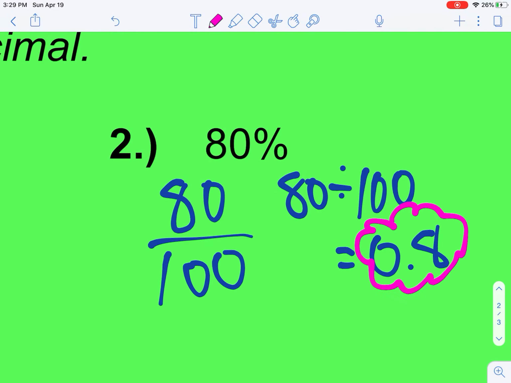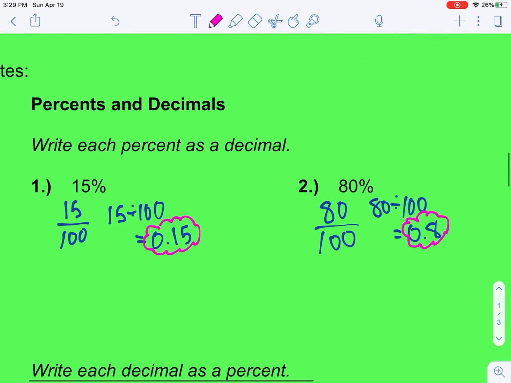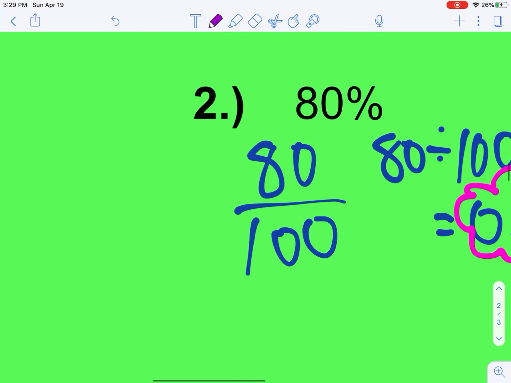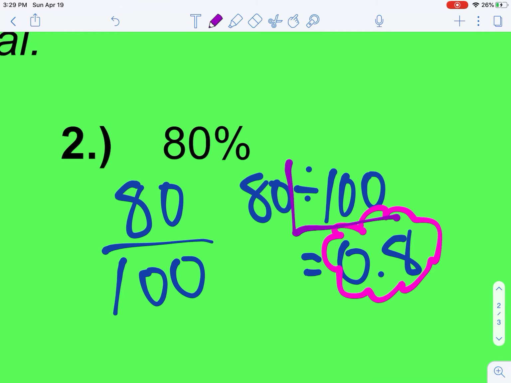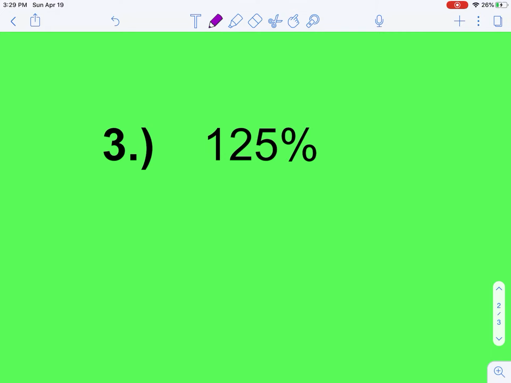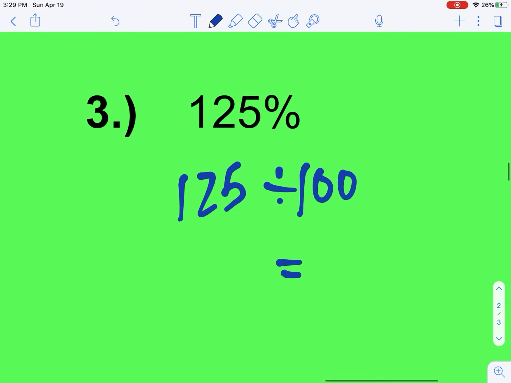Now, before we do number 3, I want to show you a little shortcut here. You will notice that in number 1, we divided by 100. And you will notice in number 2, we divided by 100. So in number 3, if you want to do the shortcut, you should be able to figure what that is. We're just going to divide by 100. So I'm going to do 125 divided by 100, and that equals 1.25.